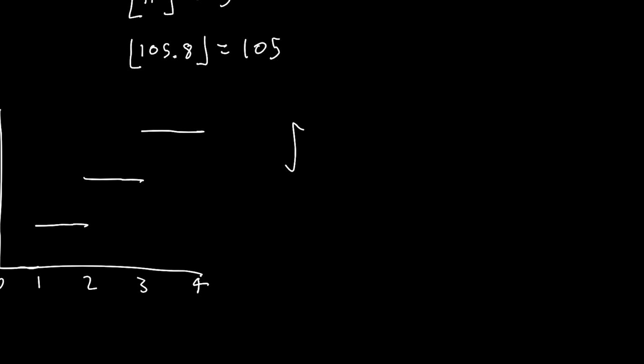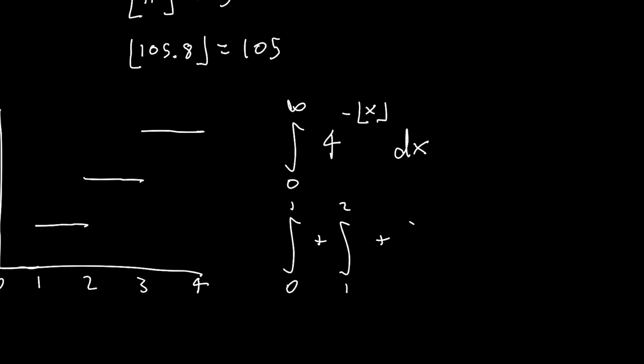So we're going to look at the integral between 0 and infinity of 4 to the minus floor of x dx. As I was saying, if we were to break this integral down into the integral between 0 and 1 plus the integral between 1 and 2 plus the integral between 2 and 3 and so on infinitely many times, then we can use the fact that floor of x is a constant in each of these integrals, and then sum the integrals together, and then we'll have our answer.